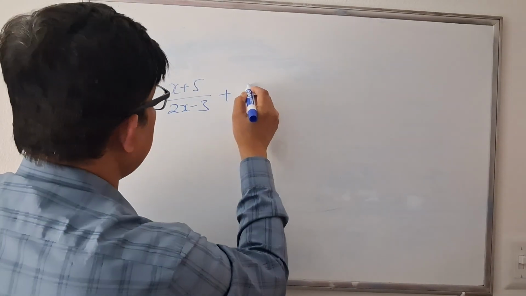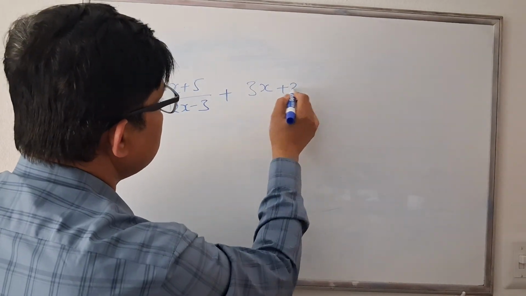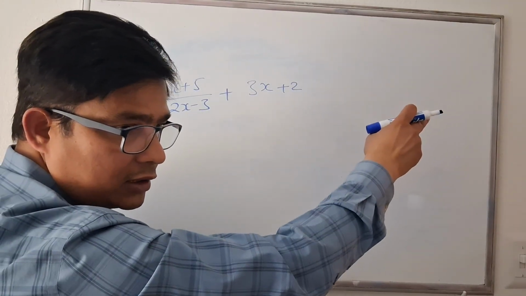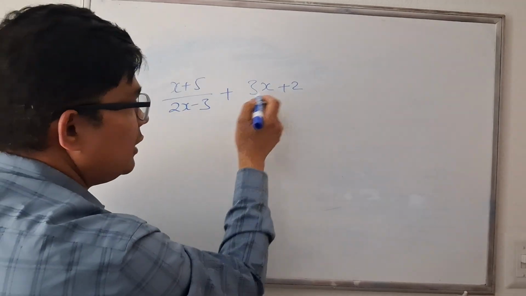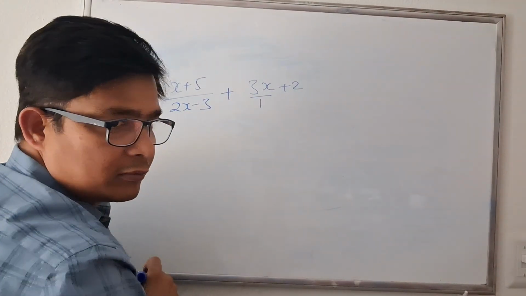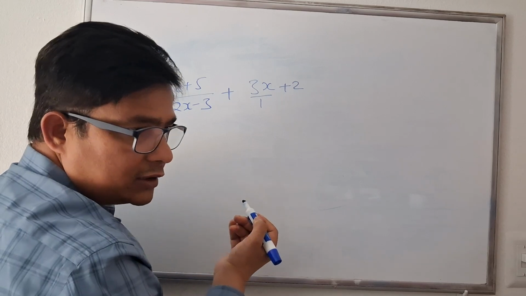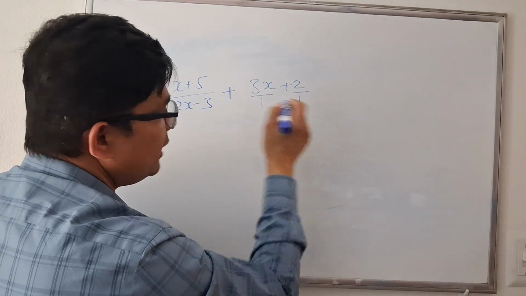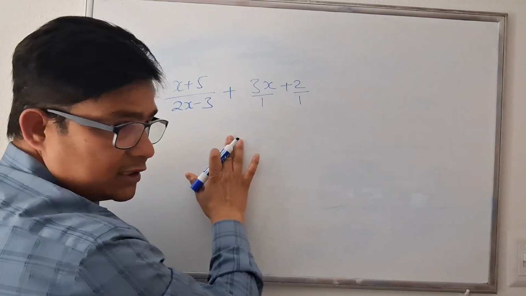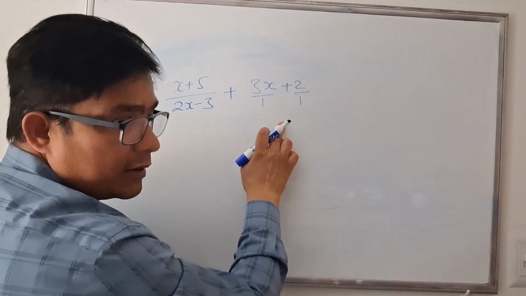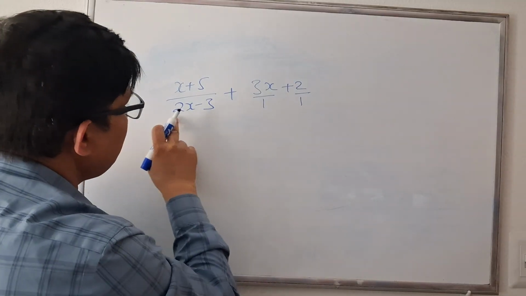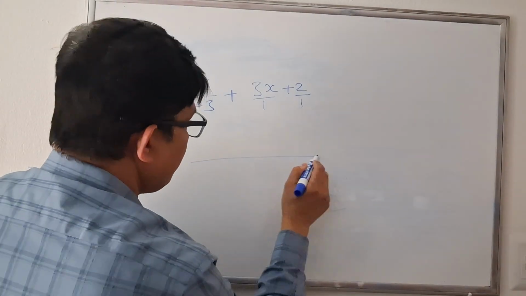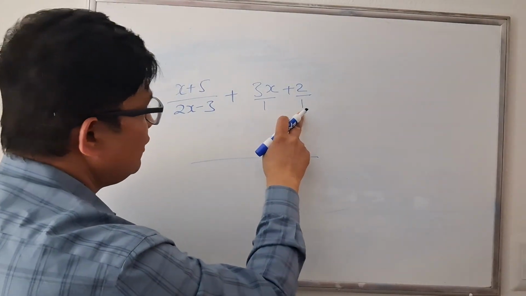So what did I have? 3y plus 2. Now as we learned with the fraction and integer, the same thing applies here. No denominator, I'll put 1 as a denominator because it will not change the value of this expression. Similarly, 2 divided by 1. Did the value change by dividing these two terms by 1? No. Now you find that all of these terms have a denominator. Now take the LCM of 2x minus 3, 1 and 1.